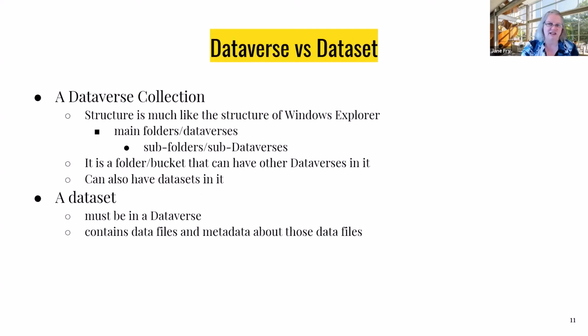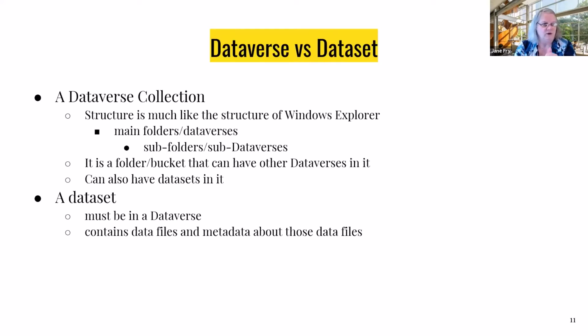Now, a couple of times I've mentioned a Dataverse and I've mentioned a data set. So I should really explain the difference to everyone here so they understand. When you have a Dataverse collection, the structure is much like the structure of Windows Explorer. I've just found this the best way to explain it to people. So you have a whole bunch of main folders, or a list of main Dataverses. And within those main ones, you can have subfolders or sub-Dataverses.